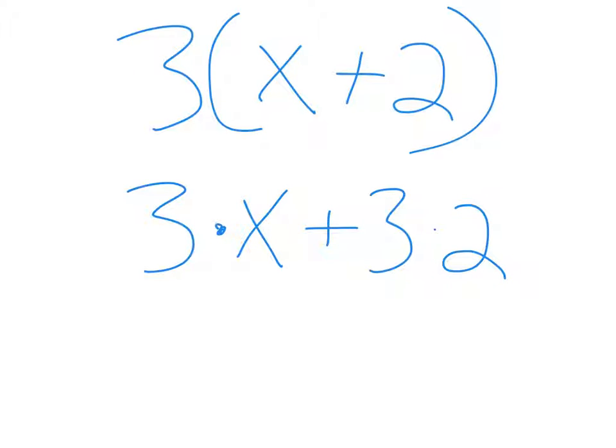3 times 2. Well, the way we write 3 times x in algebra is just 3x. Once again, we don't need the times sign. 3 times 2 is 6. So 3 times x plus 2 in parentheses is going to equal 3x plus 6.